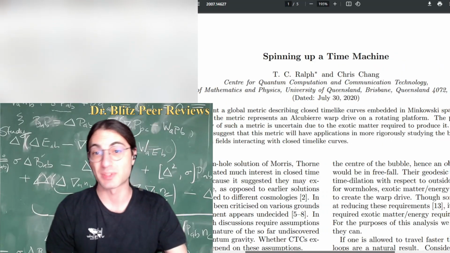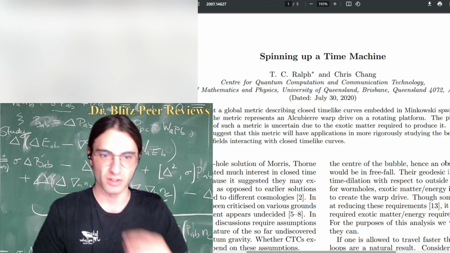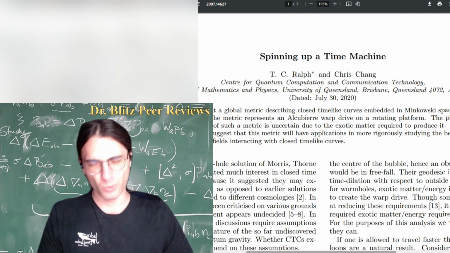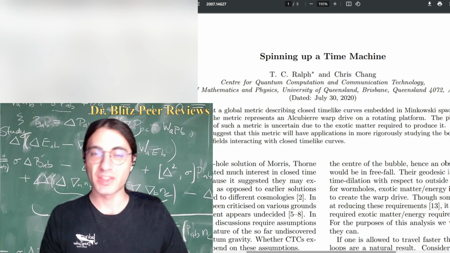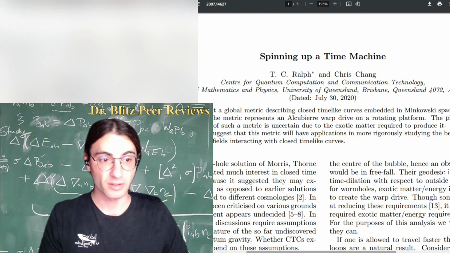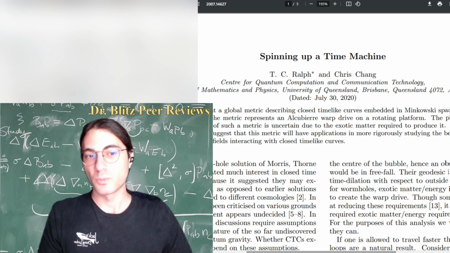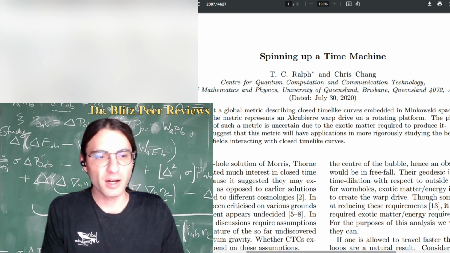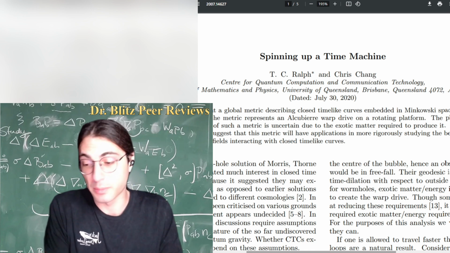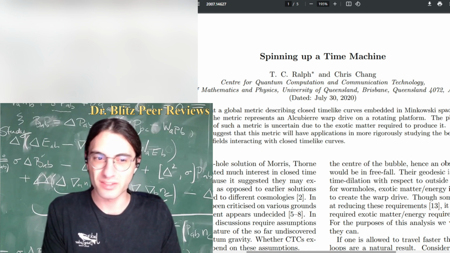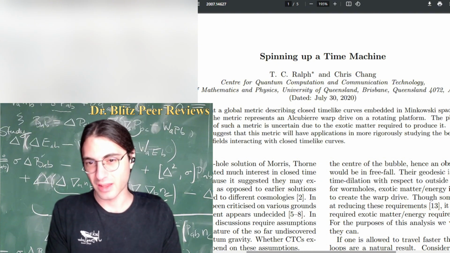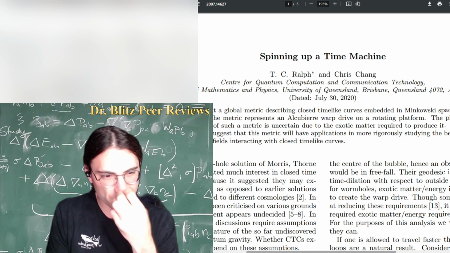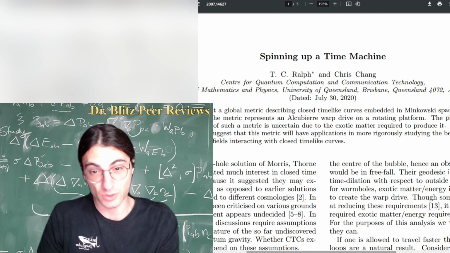So the paper was called Spinning Up a Time Machine by T.C. Ralph and Chris Chang. I guess they're based in Brisbane. So this is a weird paper. All of their calculations are fairly straightforward, and they do some double checks in several reference frames, and they agree. And so what that means, at least to me, is that unless they made the same mistake twice, then it seems like their math is probably fine. Which means that if you could generate this rotating Alcubierre drive, then you really could do time travel.